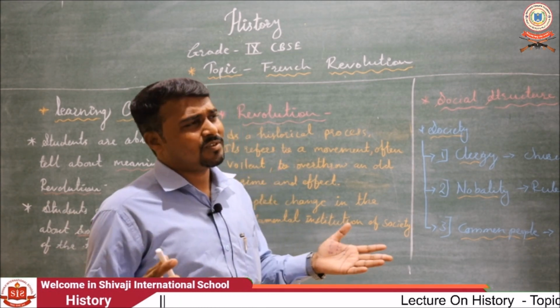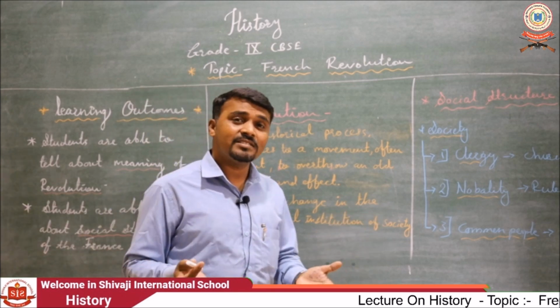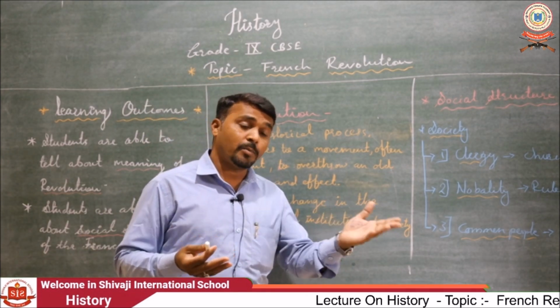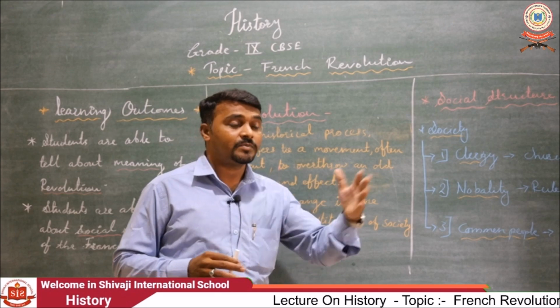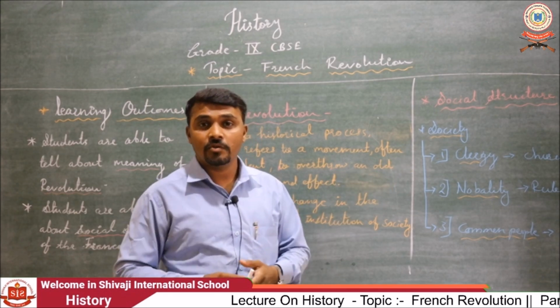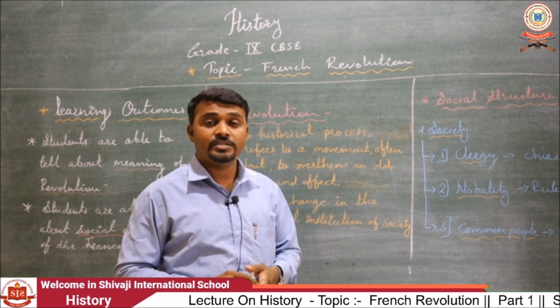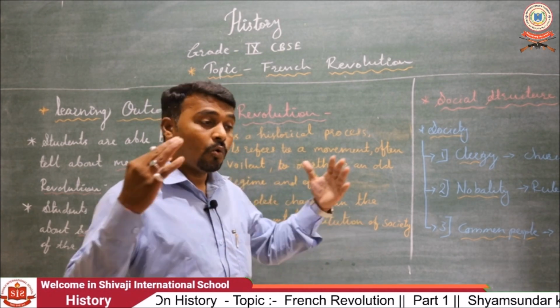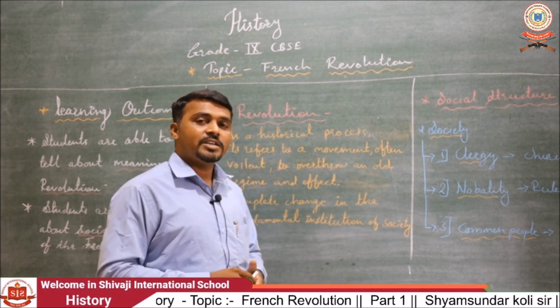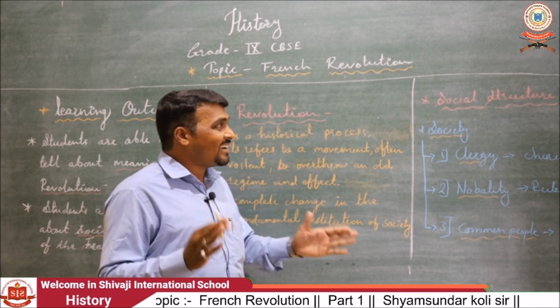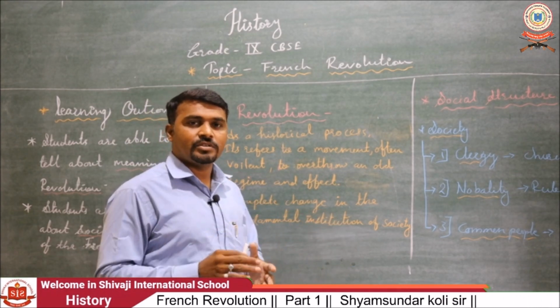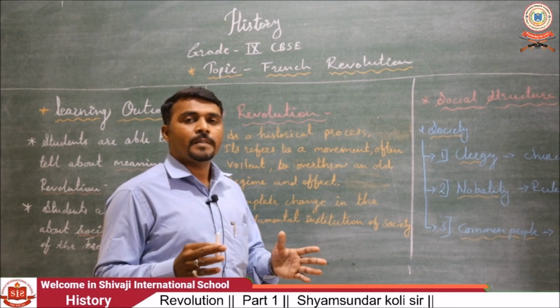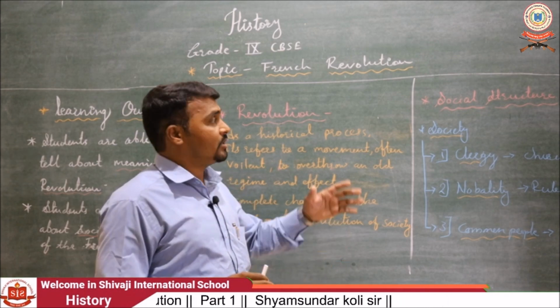What is the monarchy type of system? We already discussed it in political science, about the types of government. Among the types of government, monarchy is a ruling system where one ruler controls the whole country under his power. That kind of monarchy system was rigid and ruled most of the countries in the world, and especially France.